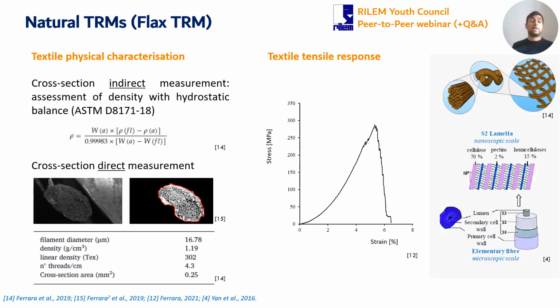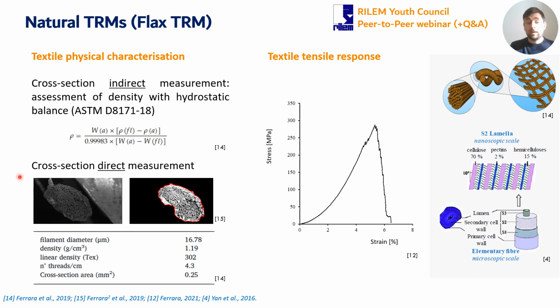The very first step is the textile physical characterization. The first challenge is to assess the cross-section of the textile, because it is needed to analyze the materials in terms of stress. Here I'm suggesting two different methods. One is an indirect estimate, based on estimating the density of these materials and then indirectly estimating the cross-section of the bundles.